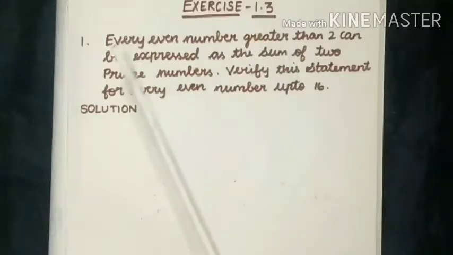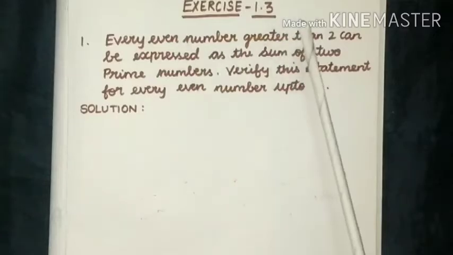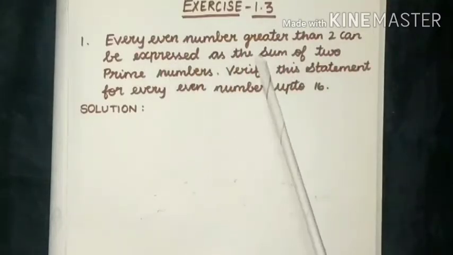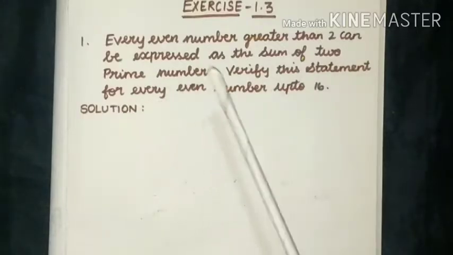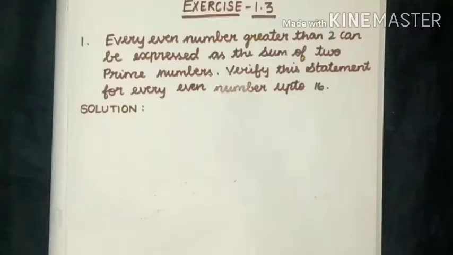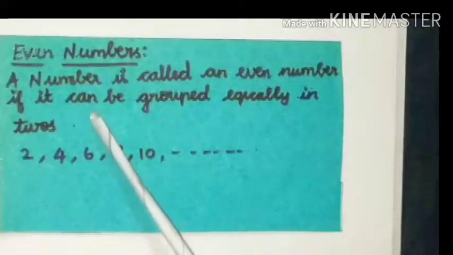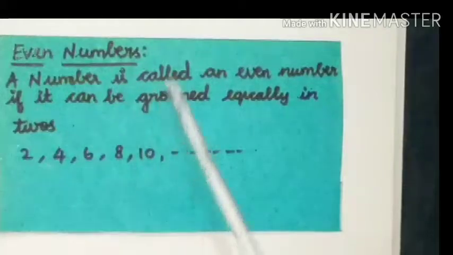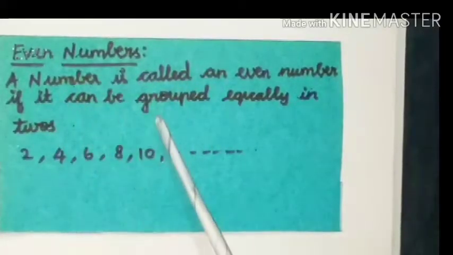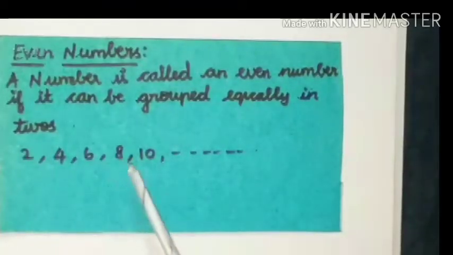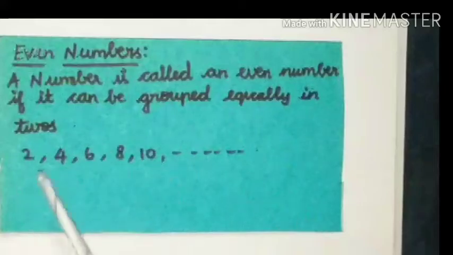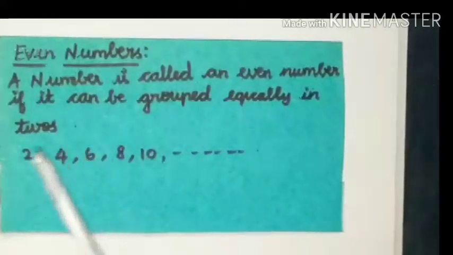Exercise 1.3. First sum. Every even number greater than 2 can be expressed as a sum of two prime numbers. Verify the statement for every even number up to 16. First, let us recall the definition of even numbers and prime numbers. Even numbers: a number is called an even number if it can be grouped equally in twos. For example, 2, 4, 6, 8, 10 and it goes on. These numbers are called even numbers.